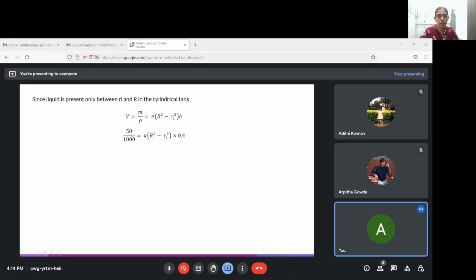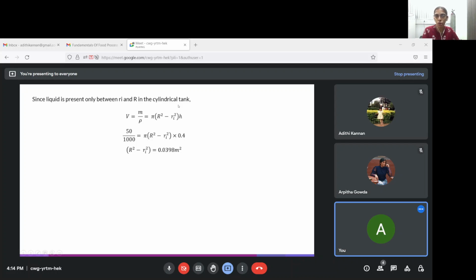Mass is equal to 50 kg, rho is equal to 1000 kg per meter cube. You have pi R square minus Ri square into h, which is 0.4. So from this we can calculate R square minus Ri square equal to 0.0398 meter square.